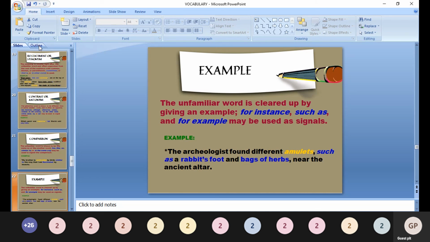Okay, see, the archaeologists found different amulets such as a rabbit's foot and a bag of herbs near the ancient altar. So what does amulets mean? Something like a charm. A rabbit's foot, a bag of herbs near the ancient altar. So something to please the god.